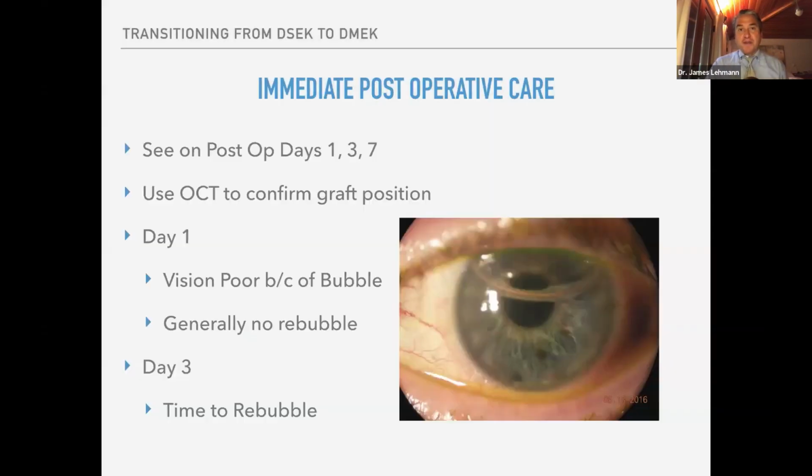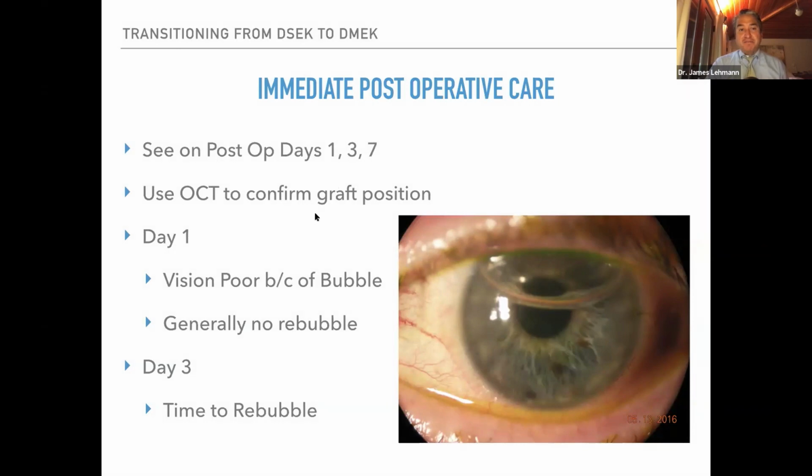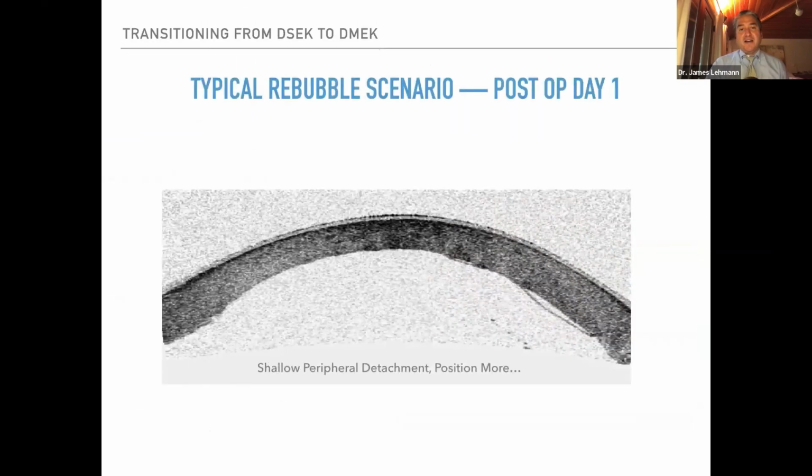In terms of post-op care, you see him the next day. It's helpful to use the OCT to confirm the graft position. And then I see him again 3 to 5 days later, because if there's a detachment, it's generally detached at that time. So when to rebubble, this looks like a less than 30% detachment. So it's a shallow peripheral detachment. What I would do is I would not rebubble somebody like this. I would just have them maybe position more. Maybe they weren't doing it in the correct orientation, but just get it where the bubble would be under this area.